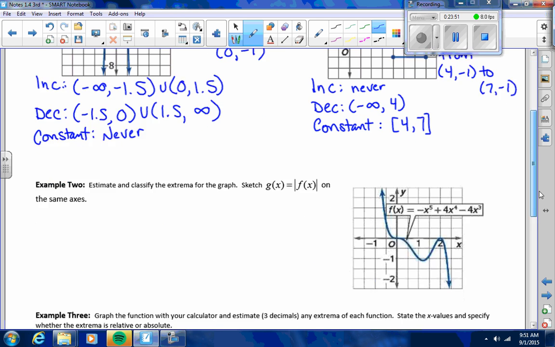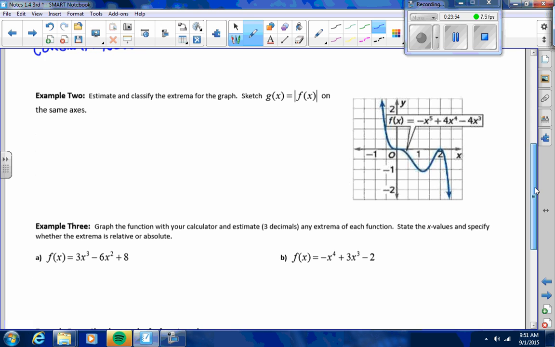All right. Let's now look at example 2. Estimate and classify the extrema for the graph. Sketch g of x, which will equal the absolute value of f of x on the same set of axes. So first let's do our extrema. Do you see anything that's absolute? Is there an absolute maximum? Okay. Is there an absolute minimum? How come there's neither an absolute max or min? Perfect. It's going to negative infinity on one side, it's going to positive infinity on another side.